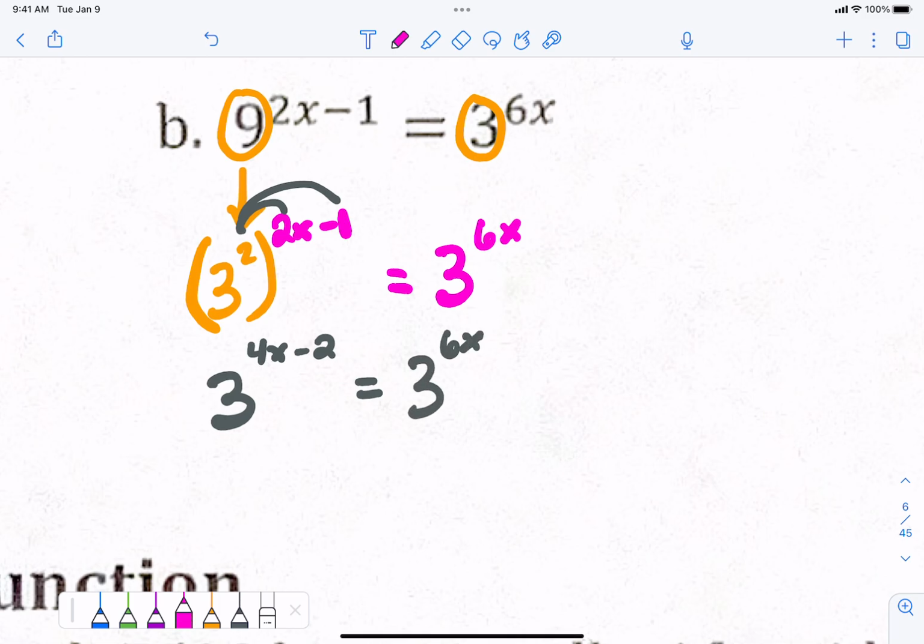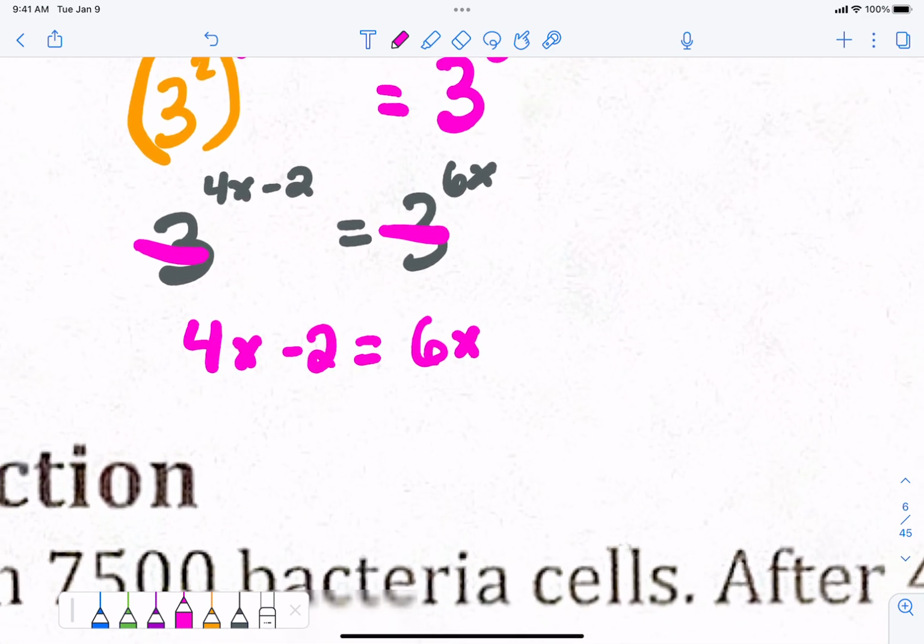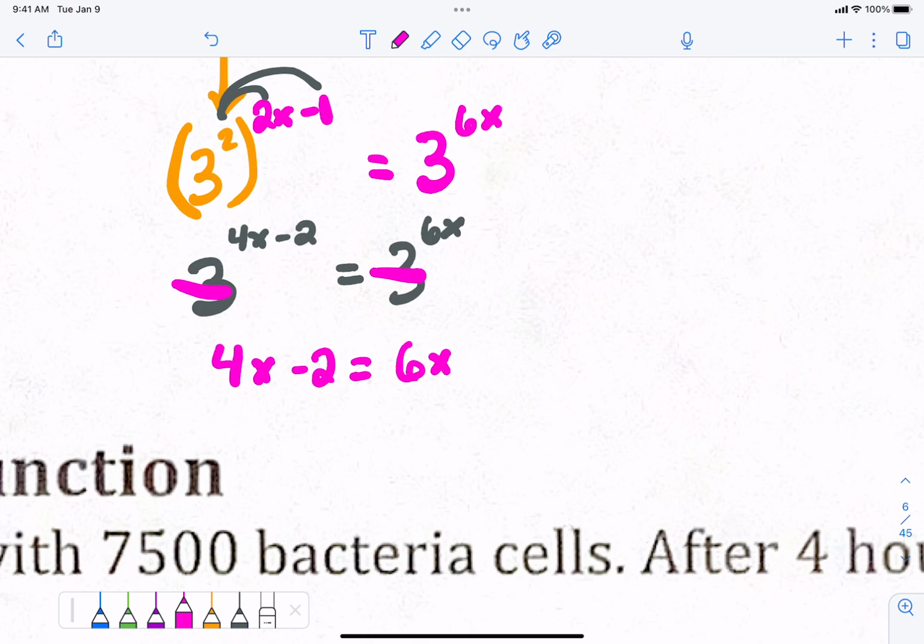Okay, now what can I do? Cross off the 3's, and then I just solve. So 4x minus 2 is equal to 6x. All right. Are we doing good so far? No questions up to this point? We're doing okay? All right.